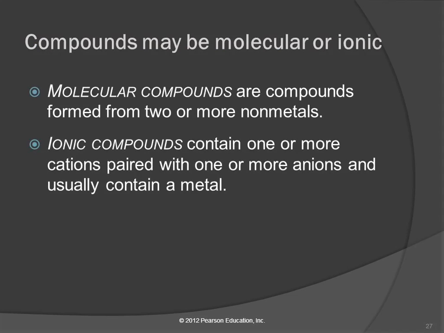So elements can be molecular or atomic. Compounds can be molecular or ionic. You can't have an atomic compound because then it wouldn't be a compound. So molecular compounds are formed when we have 2 or more nonmetals. And ionic compounds, we're going to have ions, and it's generally containing a metal, usually contains a metal. So we're going to learn how to recognize those.